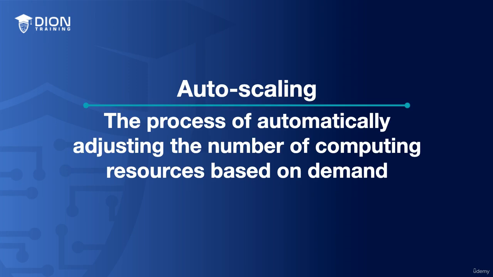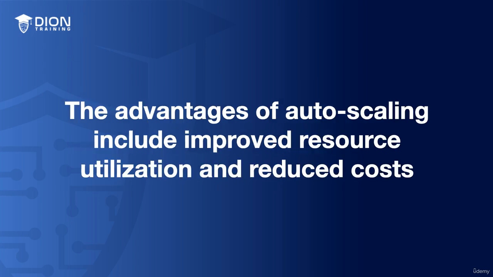First, we have autoscaling. Now, autoscaling is a process of automatically adjusting the number of computing resources based on the demand. This is achieved through the use of monitoring tools that track resource utilization and trigger the creation or removal of resources as required. For example, if the demand for the resources spikes, autoscaling will automatically add more resources to meet that demand. Conversely, if the demand decreases, resources will also be removed.